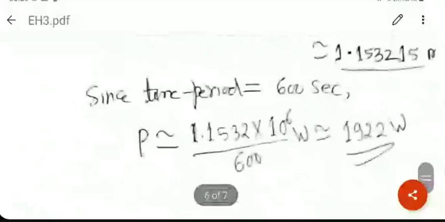Now this energy is being supplied over a period of 10 minutes, which is 600 seconds. So divide this energy by 600 seconds to get the power. Heat power required: 1.1532, I've approximated the number, into 10 raised to the power 6 divided by 600 gives you the wattage that would be needed. It turns out to be almost 1922 watt.